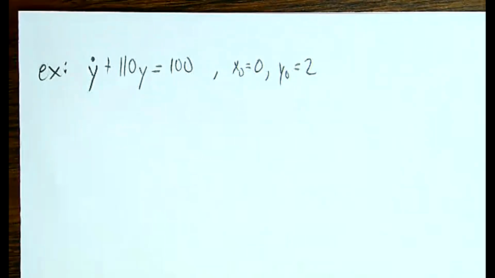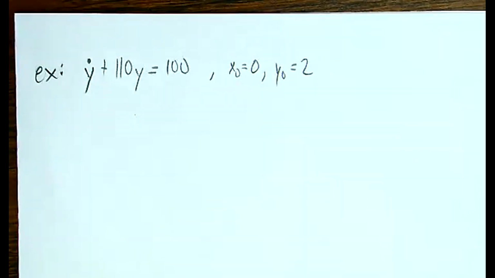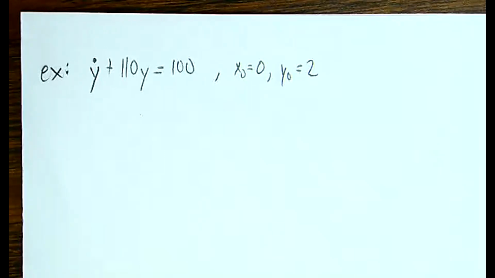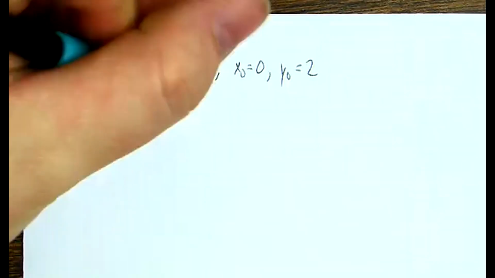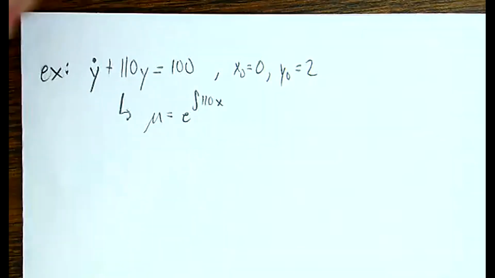Let's find the exact solution to this so then we can compare any numerical approximations to that exact solution. And then let's find some numerical approximations. Say we want to find the solution to this differential equation. Looking at it, that left-hand side looks like I just need to multiply by some integrating factor. So we will let that integrating factor be e to the integral of 110 dx, which is e to the 110x.